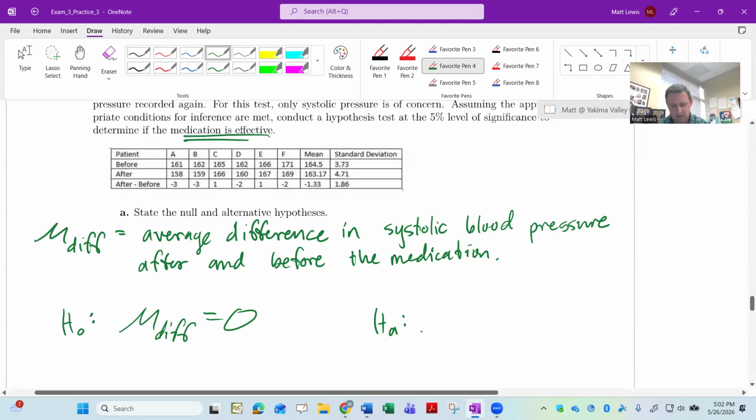So if it's effective, can we agree that would mean the average is going down? If you do after minus before, then going down, having a negative, is good. That means it is effective. So we would want to say that the average of those differences is below 0. It's negative.